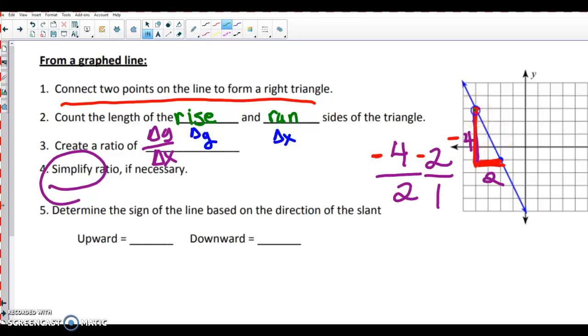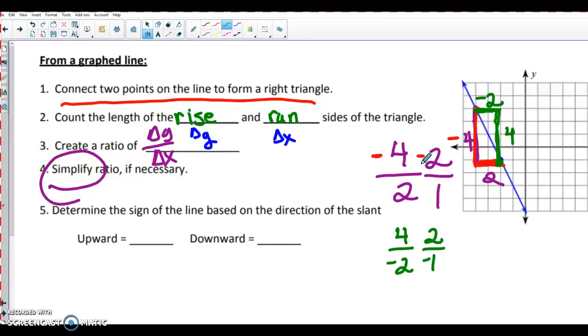If you did the triangle the opposite direction, you do the rise first. So you're going to start at this point and you're going to go up. Well, that's positive 4, but then you're going to go backwards 2, so that's negative 2. So again, you have 4 over negative 2, which is the same thing as negative 2 over 1. And we talked before that those two are actually equal. The negative sign can go at the top or the bottom of the ratio as long as there's just one of them.